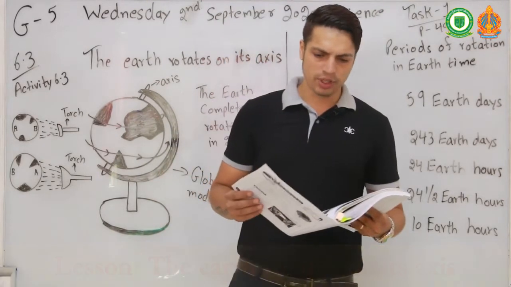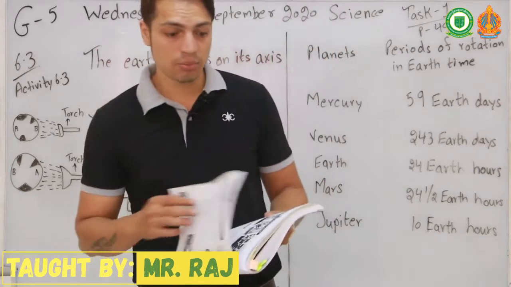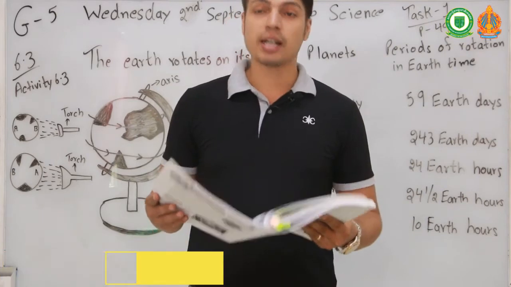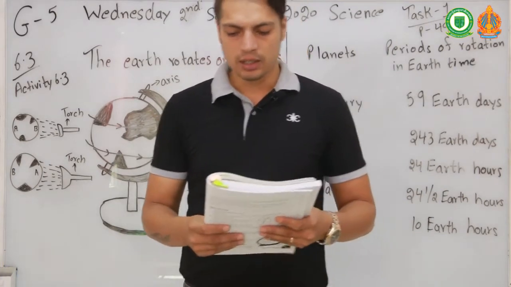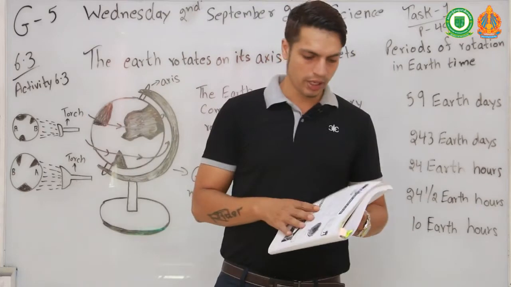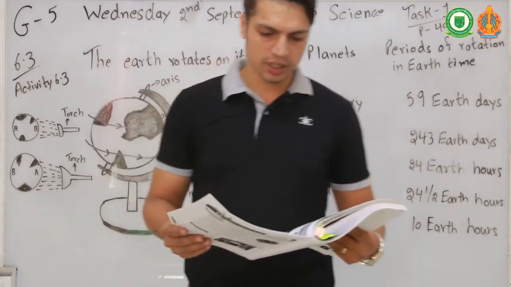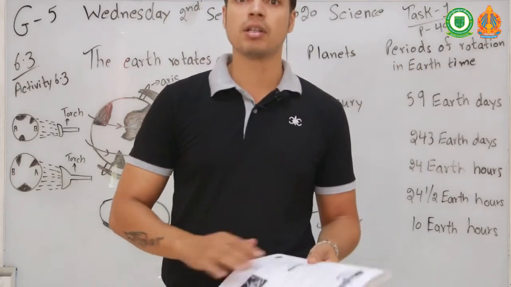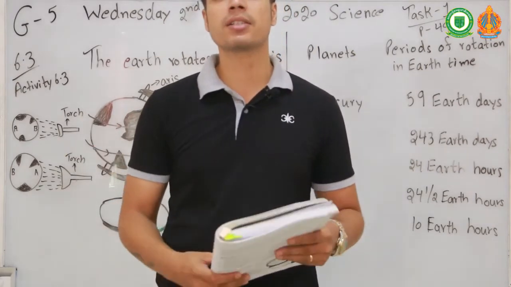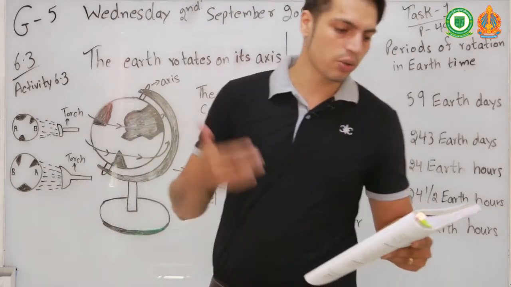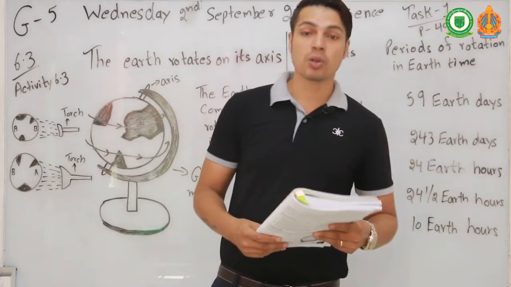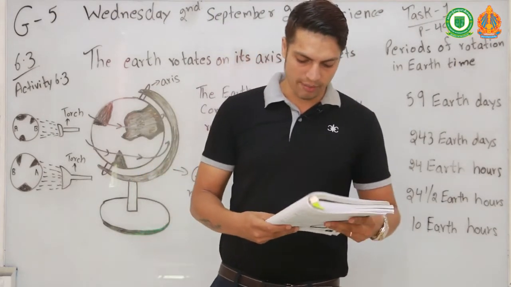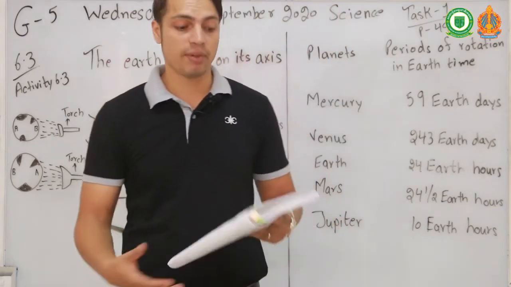Last week we studied whether the sun moves, and before that we studied Earth's movement. As you know, we studied that the Earth orbits around the sun, but it also rotates on its axis. So today we will learn how the Earth rotates on its axis. I will read and then after that I will explain.